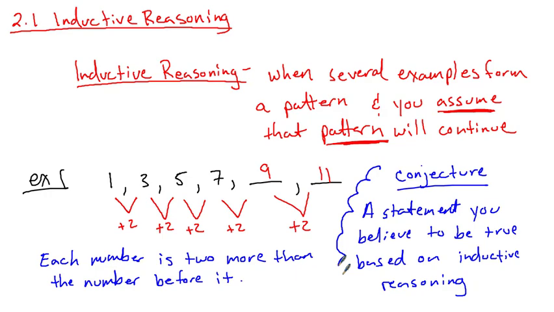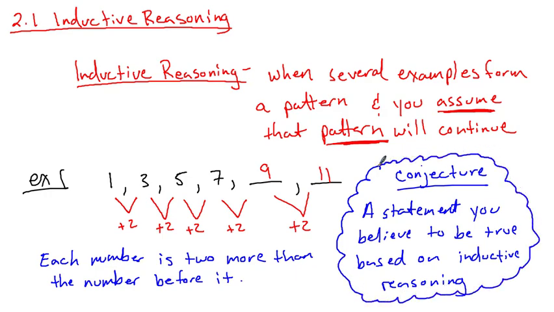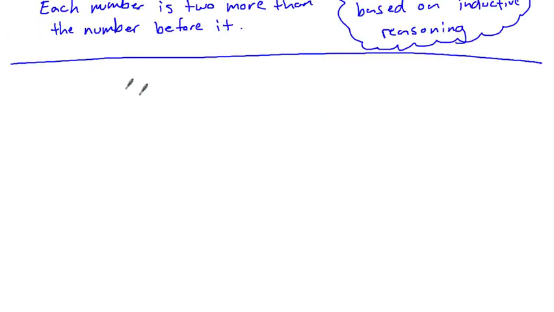Okay, so that's something that we want to keep track of, and we want to remember what that word means, because in your notes and your homework and your assignments and everything we do, you're going to be asked to write a conjecture. So a conjecture is a statement that you believe to be true based on your assumption that a pattern will continue. So a couple of things about conjectures now. Conjectures are either true or false.